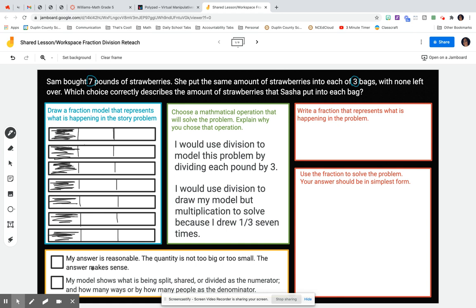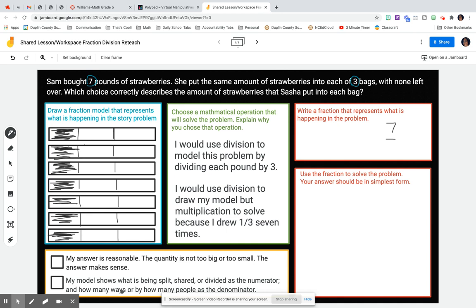So the fraction, we're going to remember down here, it has a little bit of a reminder on this sheet that I created for you. This part says, my model shows what is being split, shared, or divided as the numerator. So I'm going to use that to guide my thinking here. What is being split in this problem? Well, 7 pounds of strawberries is what is being split up. So 7 is my numerator.